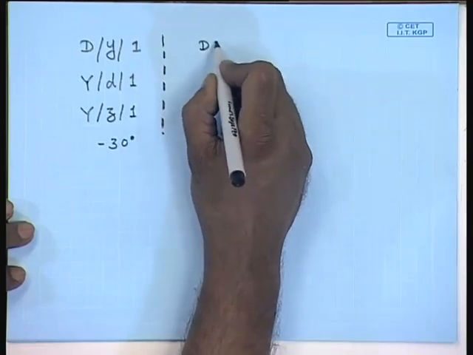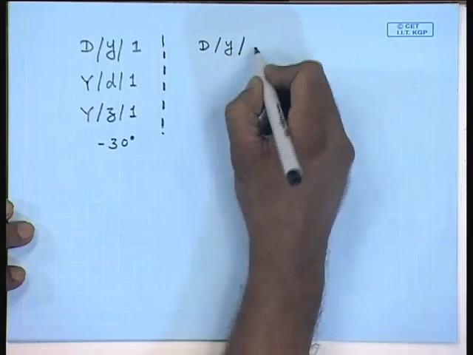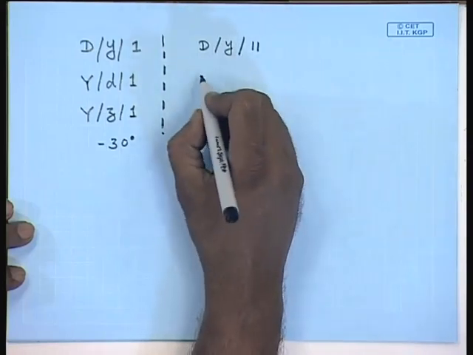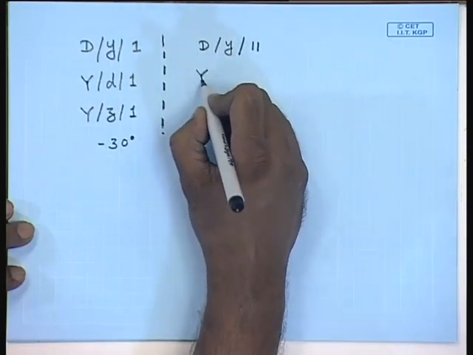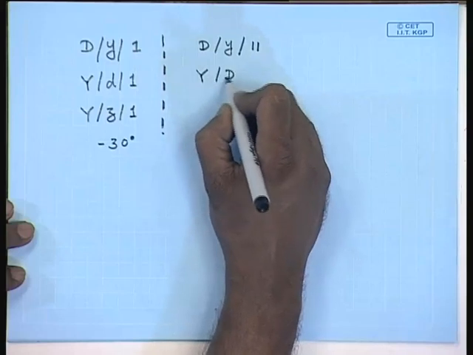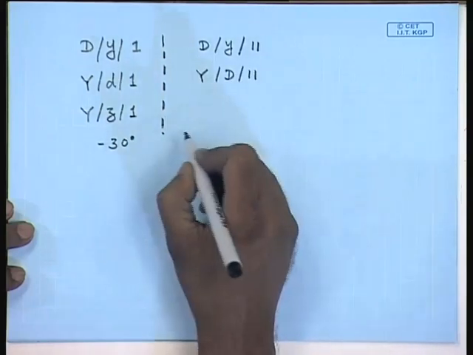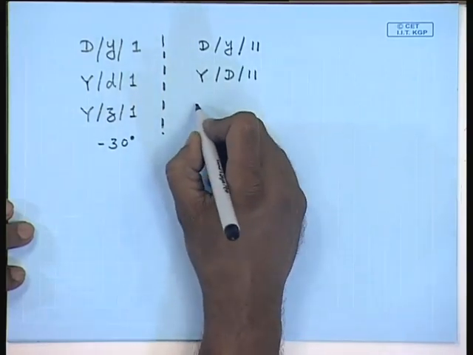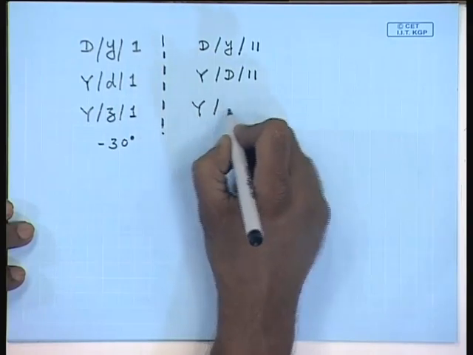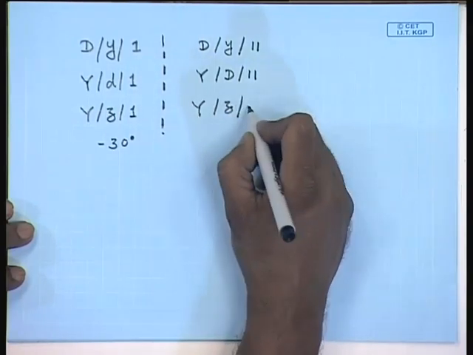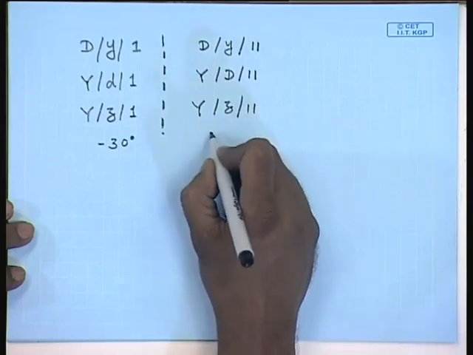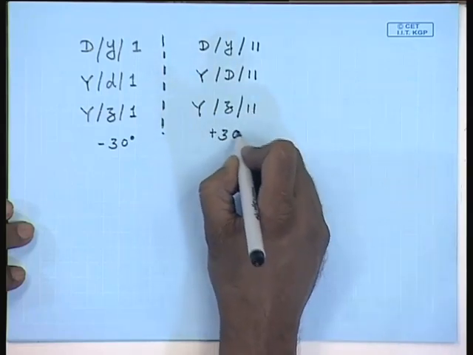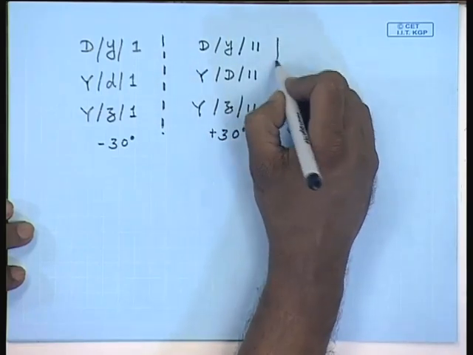DY11, YD11 and YZ11. These are plus 30 degree phase shifted configurations.